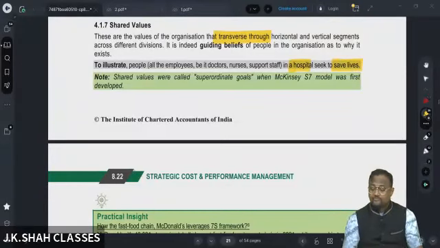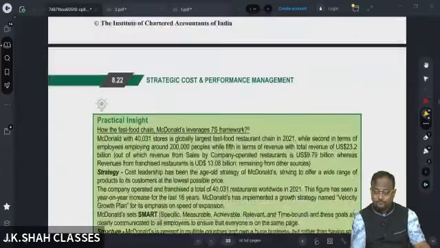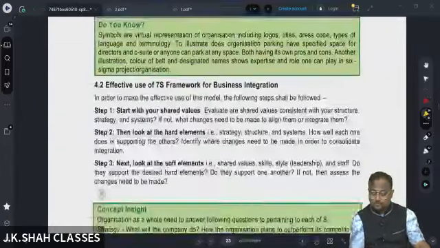Hospital, to save life. Airline company, to take people from one place to another. Coaching class, to help students clear exams. School, to develop students. Police station, to control crime. Theater, entertainment. So why do you exist? If you know that, you will never go wrong. So that was about your 7S.